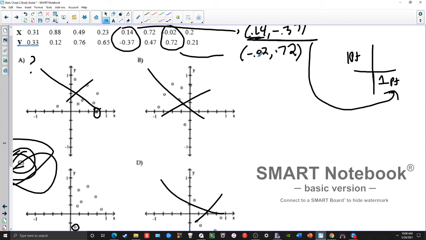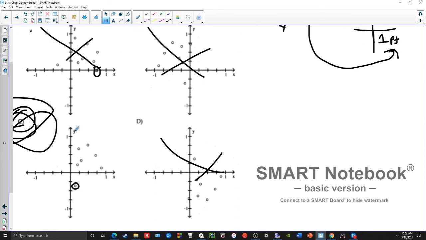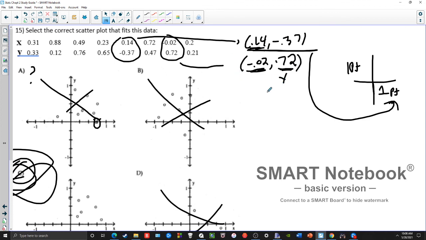And again, you can kind of see this with the other one too. Negative 0.02, right? That's going to be pretty darn close to 0. And this is a little far out there. And also 0.72. That's going to be a y-coordinate that's pretty close to 1. Well, this y-coordinate is nowhere near 1, whereas this y-coordinate is pretty darn close to 1. So again, this also fits the second point as well. So once you've narrowed it down, kind of look at your graph, fine-tune a little bit, and see which points match your two unique points.